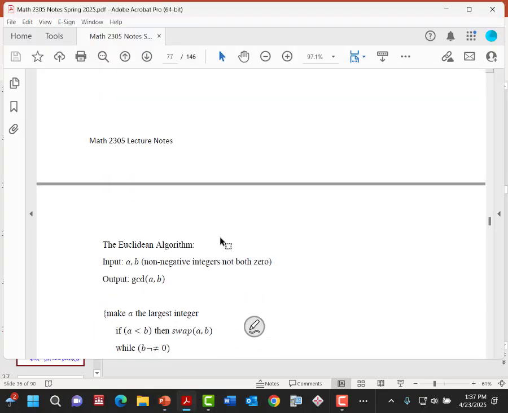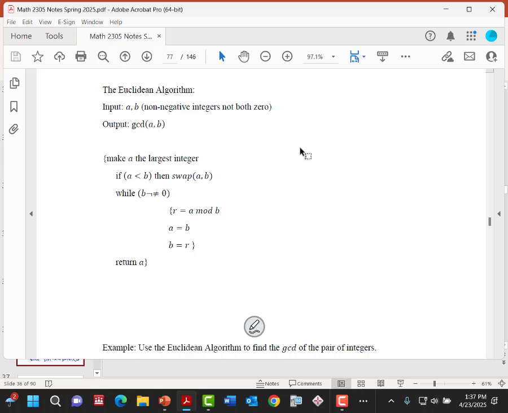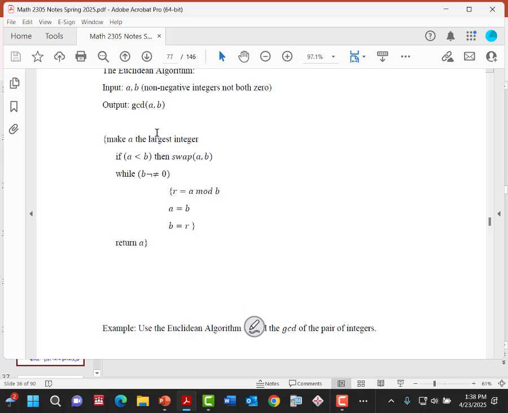Now, what the Euclidean algorithm is: this is a very old algorithm that is used to find the greatest common divisor of two integers. I have a blueprint right here of what the code would be if one wanted to program and find the GCD of two non-negative integers. The input would be two non-negative integers a and b, and the output is the greatest common divisor of these two. So this is kind of what the algorithm says.